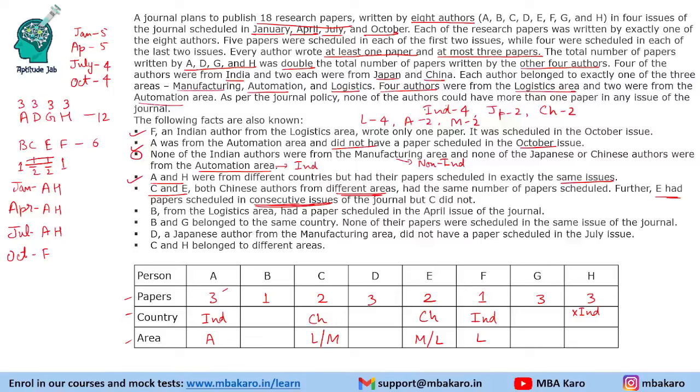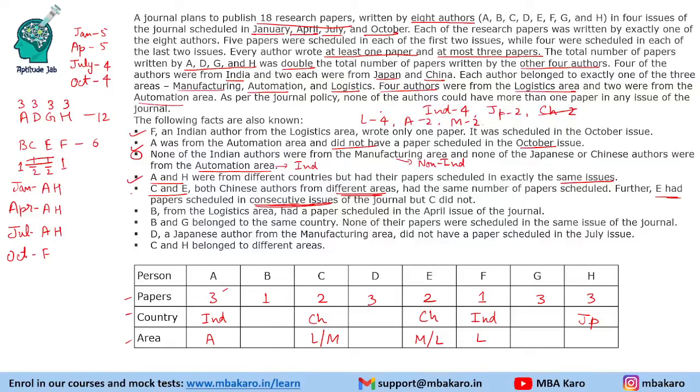Now we have two authors from China which are done. Okay, so this means that the last person, that is H, will be from Japan because he is not from India. So H is from Japan. We are yet to find one person from Japan, and also the areas: logistics, we are sure of one person, and manufacturing, we are not sure of any one of them.